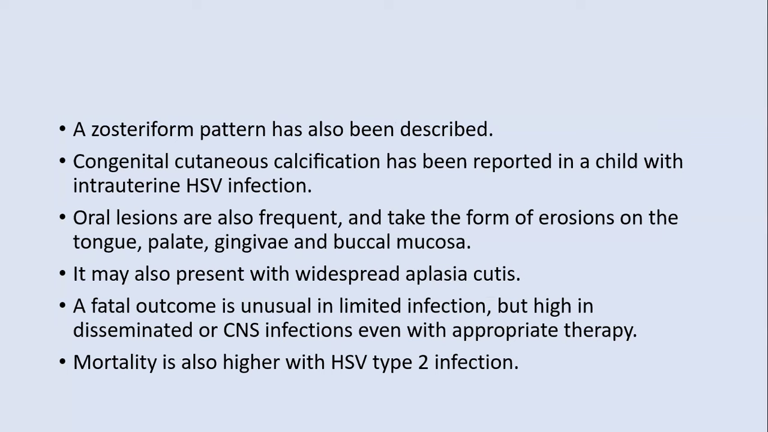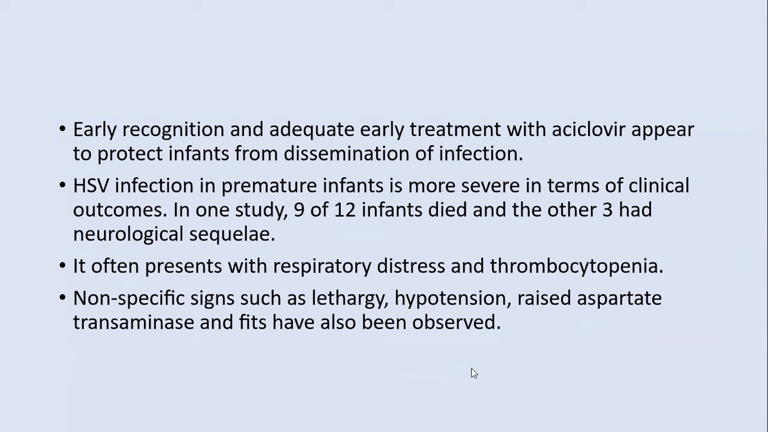A fatal outcome is unusual in limited infections, but high if the infection is disseminated with CNS involvement, even if given appropriate therapy. Mortality is higher in type 2 herpes simplex virus than type 1 infection. Early recognition and adequate early treatment with acyclovir appear to protect the infant from disseminated infection and, of course, mortality. Herpes simplex virus in a premature infant is more severe than in fully mature infants in terms of clinical outcome.